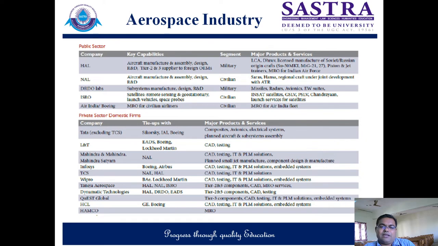Mahindra and Mahindra, or Mahindra Satyam, have a tie-up with the National Aerospace Laboratory. They are working on CAD testing, IT and PLM solutions. In future, they are planning to develop small jet manufacturing and component design and manufacturing. Infosys has a tie-up with Boeing and Airbus. They are working on CAD, computer-aided designing, testing, IT and PLM solutions, embedded systems.